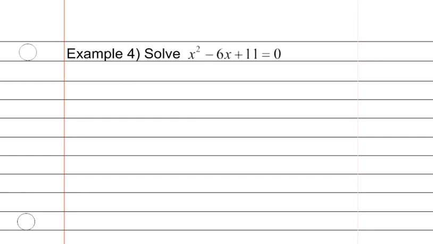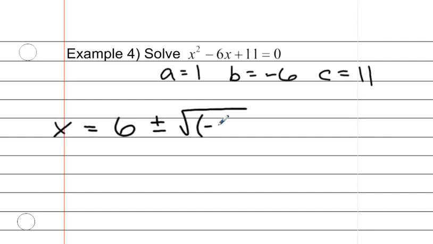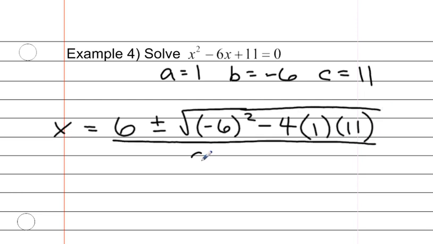Okay, for our final example, again, this is going to look even different. So we have a equals 1, b equals negative 6, and c equals 11. Solving by quadratic formula, we have x equals negative b, so we have the negative of negative 6, which is just going to be a positive 6. So again, if you can think of that, then that's okay. You can just go ahead and write positive 6. Plus or minus the square root of b squared minus 4 times a times c, all over 2a.